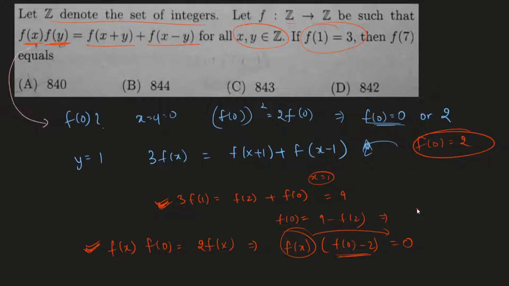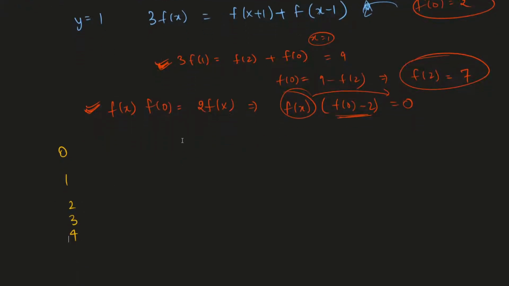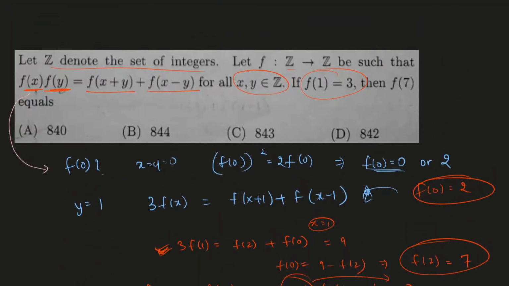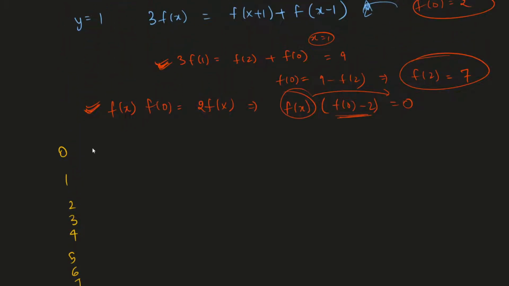And since f(0) is equal to 2, f(2) is equal to 9 minus 2, that is equal to 7. Can we generate numbers like this again and again? Oh yes, we can. I'll just write in the numbers right here: 0, 1, 2, 3, 4, 5, 6, 7. We're supposed to find f(7). For 0, the value of f is 2. For 1, it is 3. For 2, it is 7.